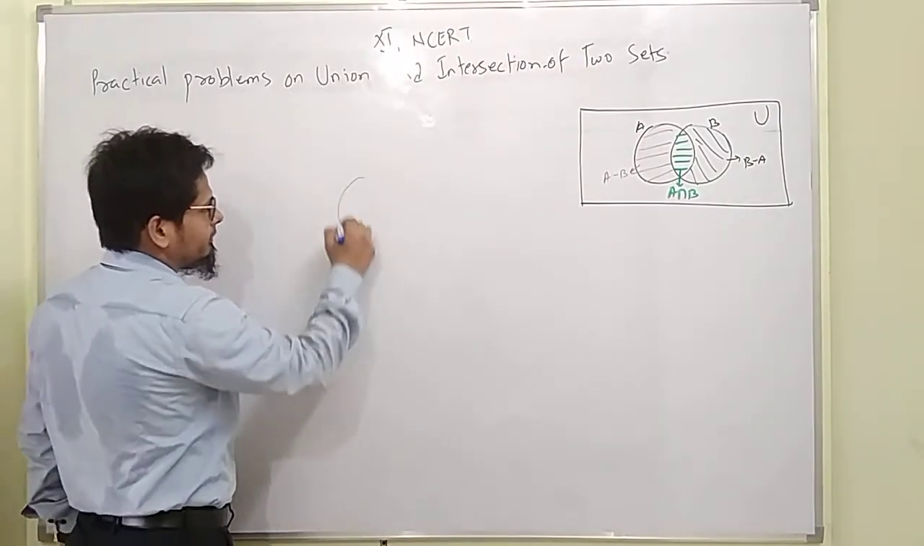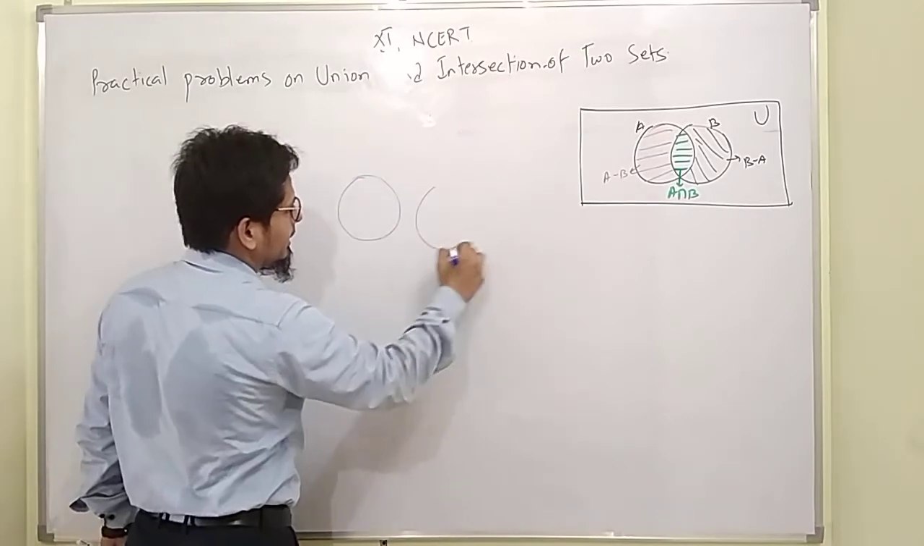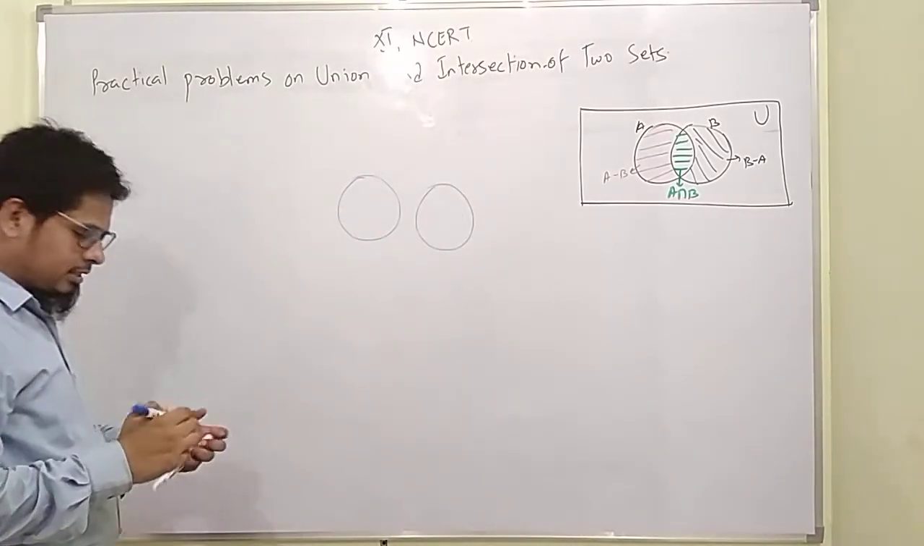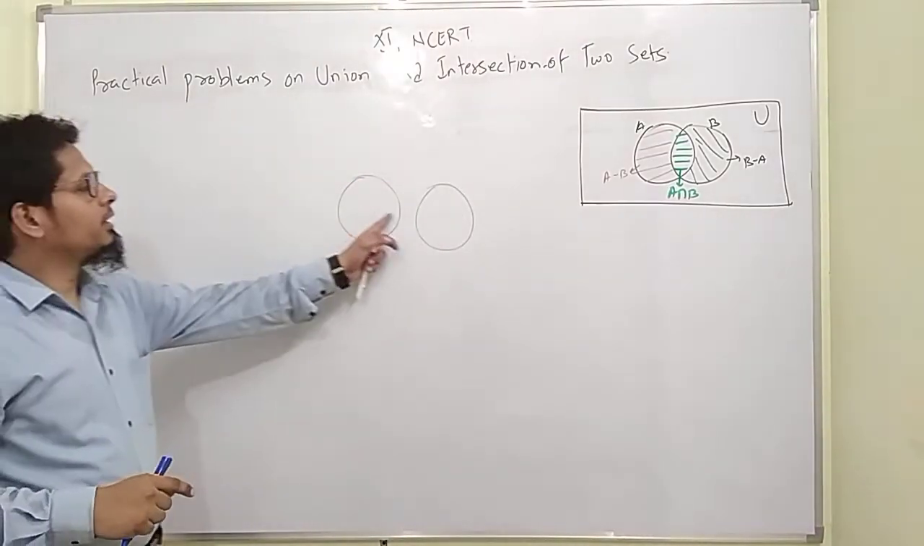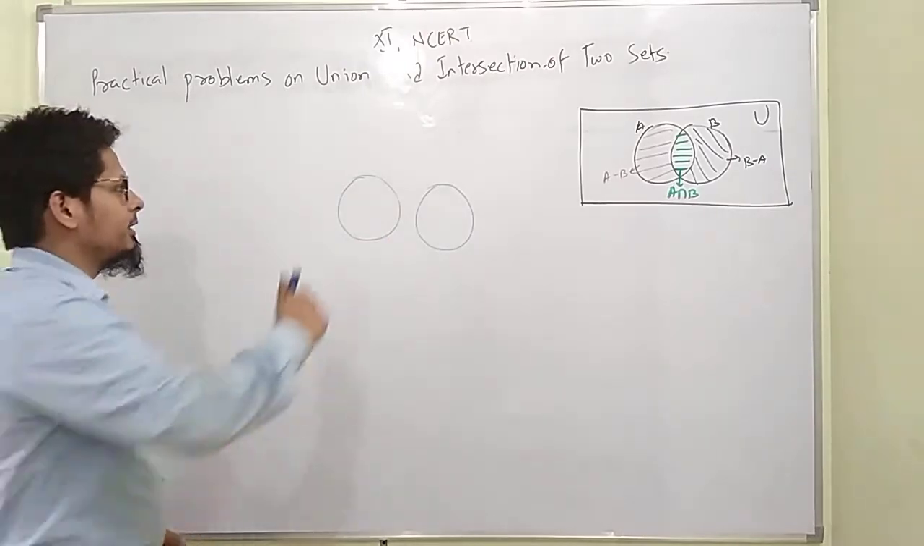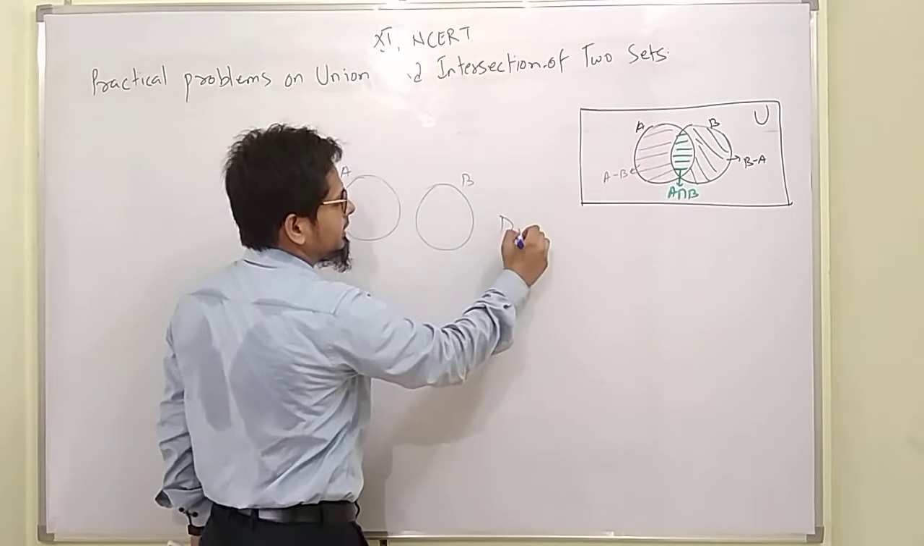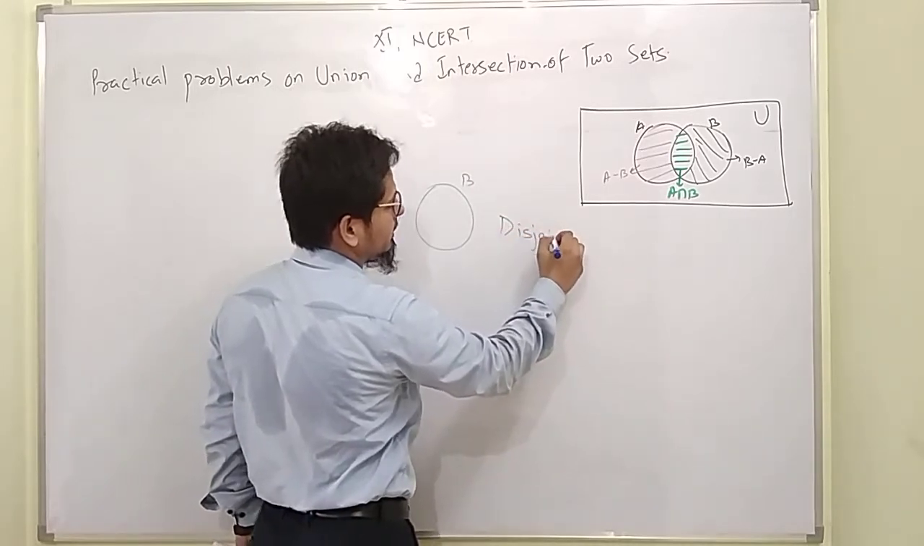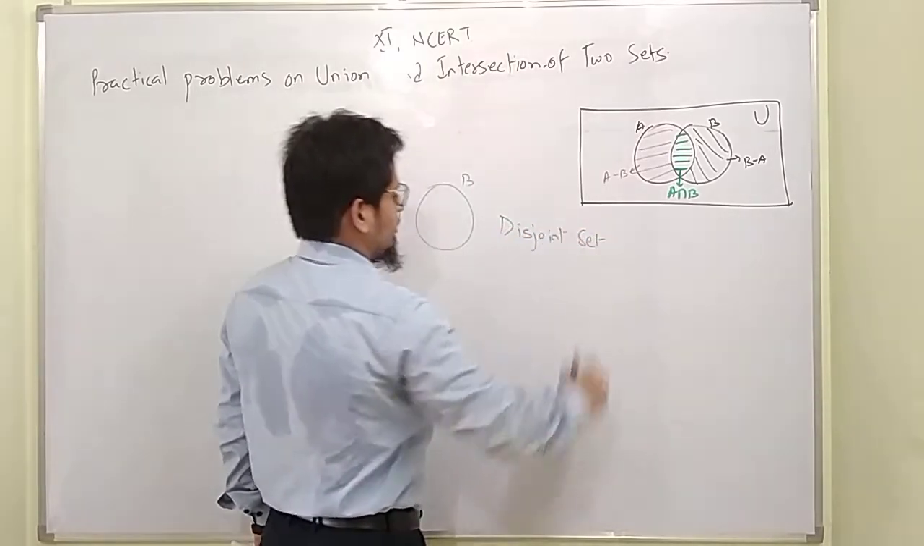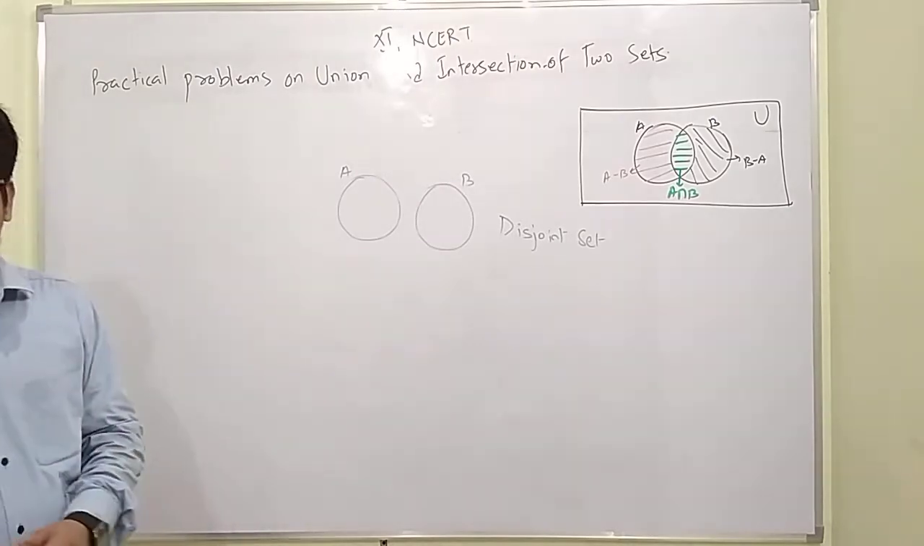If there is no common part in A and B, then A and B are called disjoint sets, right? When there is no common part between A and B.